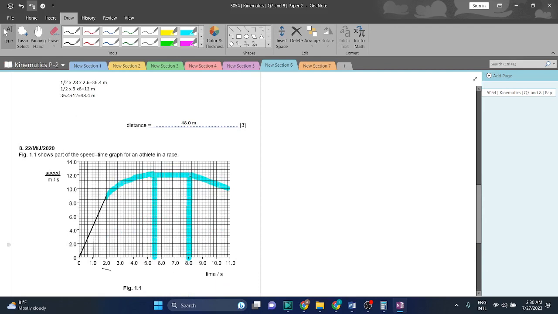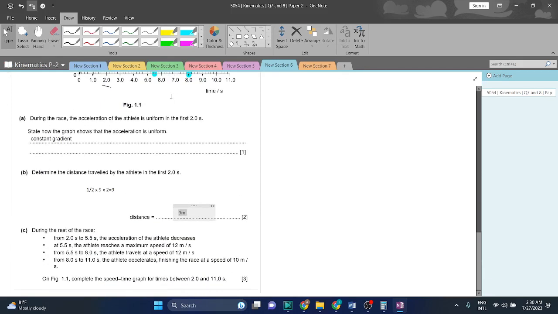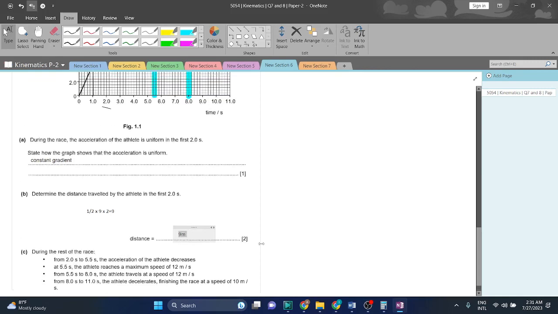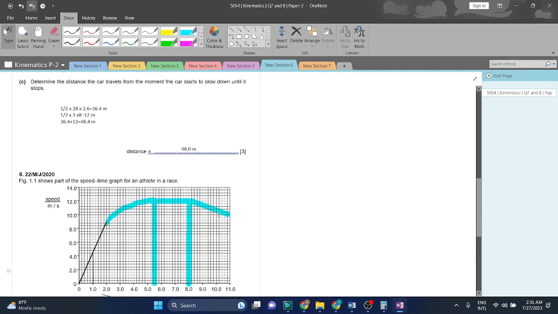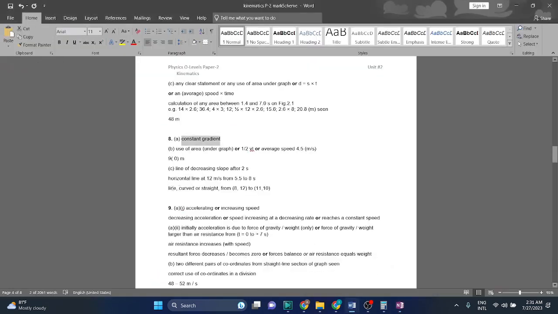5.5 ये है और 8 ये है, इधर से इधर तक the athlete travels at a constant speed which is 12. So constant speed का ये होता है, you represent it like that. From 8 to 11 the athlete decelerates, finishing the race at a speed of 10 meters per second. तो इधर deceleration हो गई है. The athlete goes from 12 meters per second to 10 meters per second in a span of 3 seconds, so we have made a straight slope. ये देख लेते हैं, line curved or straight, from 11, 8, 12 to 11, 10. So that is correct.